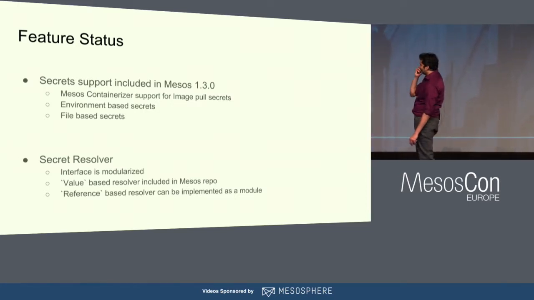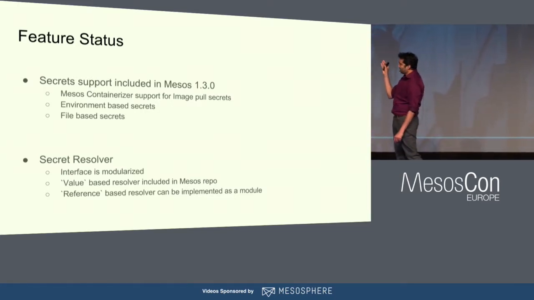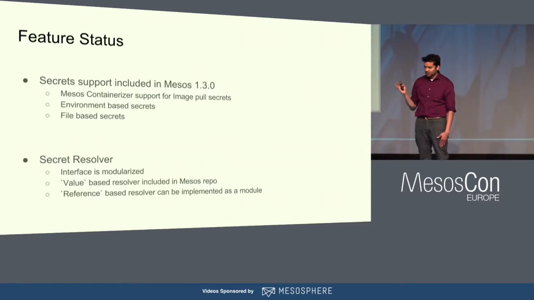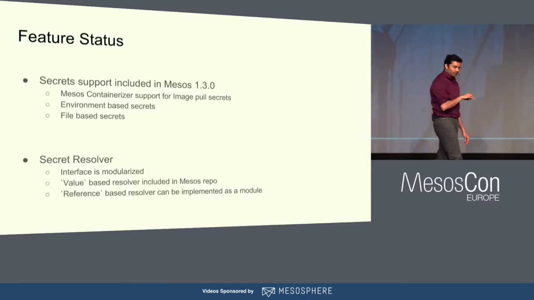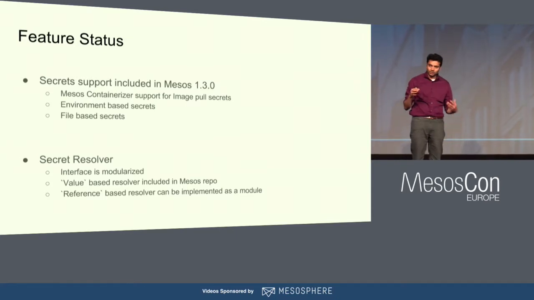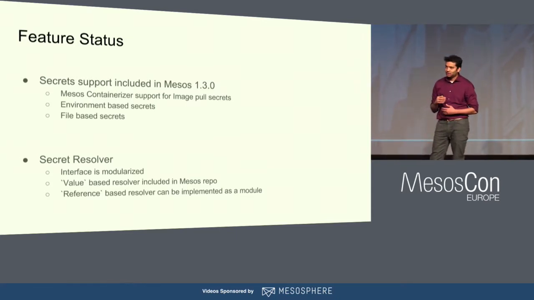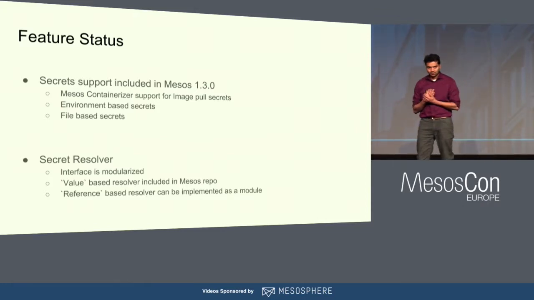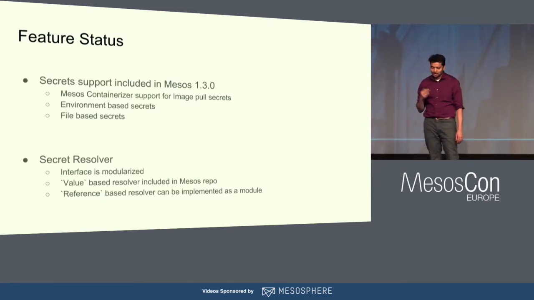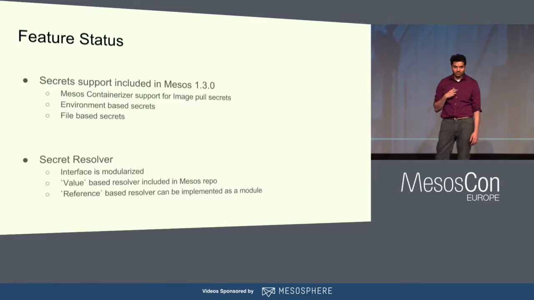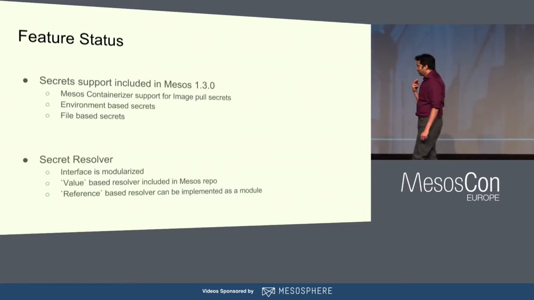So the support for secrets has landed in 1.3. It's been around for a couple of releases now already, and we have been using it at Mesosphere in DC/OS Enterprise for a long time. So it's pretty close to being called stable. We might graduate it to a stable feature in Mesos 1.5. So you should feel confident that this plumbing all works just fine, and it's been used in production environments in quite some places already. So that's pretty cool.